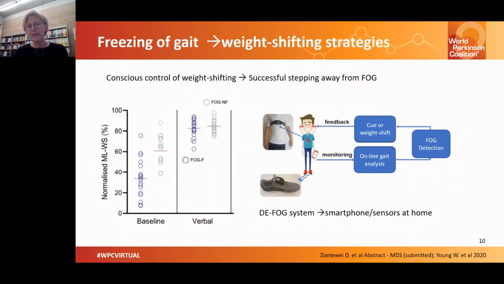And that is a principle that we're also using in the DFOG study that I already mentioned, whereby we're using wearable sensors on the shoes and on the chest to perform online gait analysis in the home situation. And that allows us to do immediate FOG detection when it happens. And also at that very moment, we can then provide patients via earphones with a cue or an instruction to improve their weight shift to help them to ameliorate these episodes in the home situation. These results are being collected at the moment.